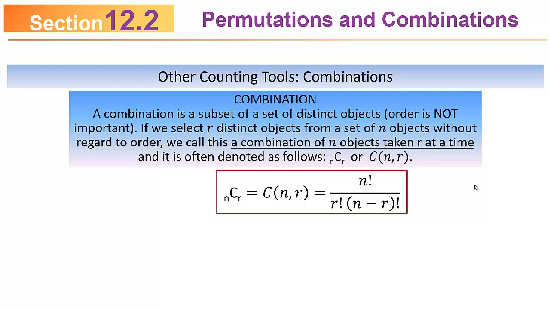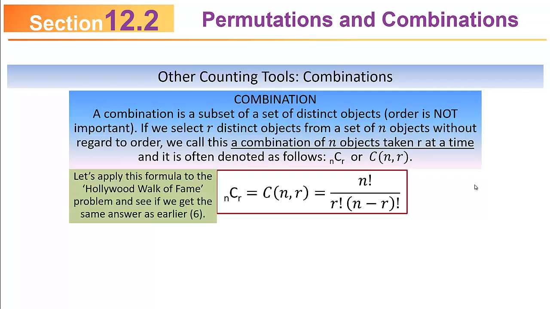Combination of N things taken R at a time is N factorial in the numerator, and in the denominator is the product of R factorial and N minus R factorial. That's the formula when order doesn't matter. If we apply that to that Hollywood Walk of Fame star problem, remember we got an answer of 6 when we did it by brute force. Let's see if we can get the same answer by plugging in.